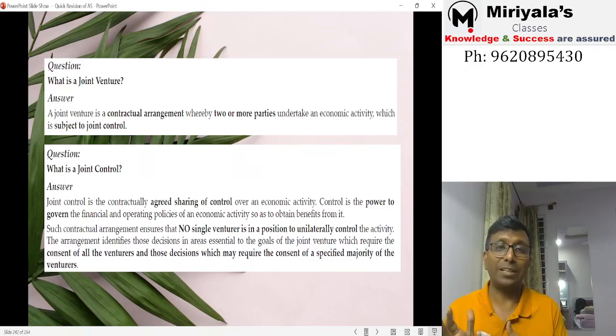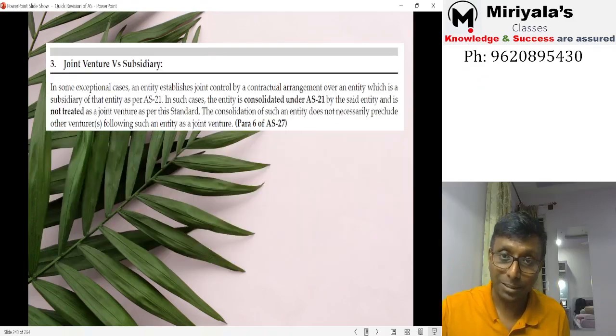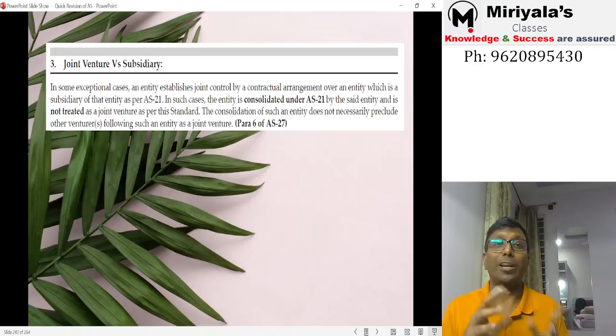That means you will not take any majority, above 50% rule will not be applicable. Unanimous acceptance or agreement by the venturers is mandatory to take any financial policies or operating related policies. If you want to run the company, you have to take this unanimous consent. Okay, right. So, joint venture versus subsidiary.